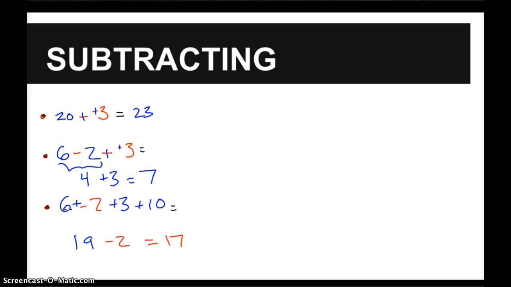Or I could just go left to right. 6 minus 2 is 4, plus 3 is 7, plus 10 is 17. So that's subtracting. Just keep in mind the minus negatives and all those other rules that we learned about adding integers as well.